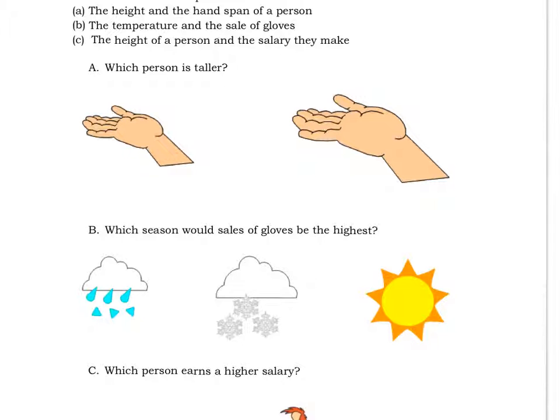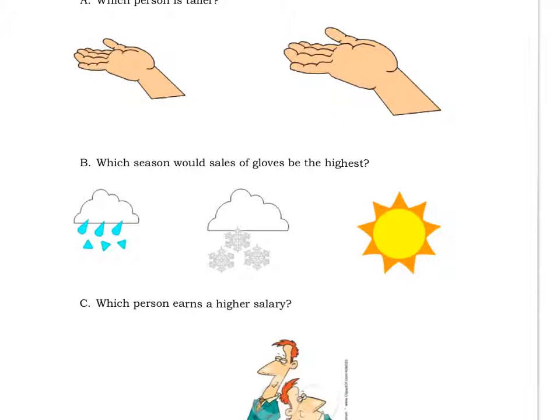In the first picture, usually when someone's hand is bigger, it means they're taller. So as the hand span increases, the height increases. And we will start talking about this as an increasing relationship. In B, the sale of gloves would happen more in the winter. So as temperature falls or decreases, the sale of gloves increases.